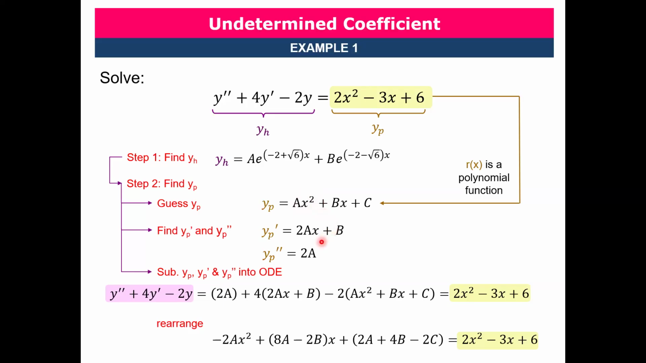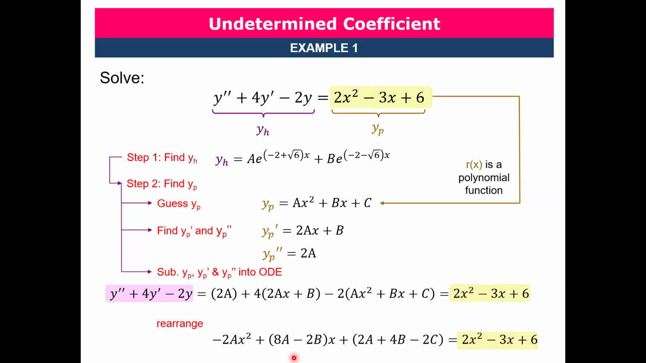Now, we have to find yp prime and yp double prime because later we want to substitute all of this back into our ODE here. So this is the ODE, and we substitute the yp prime and yp double prime into the left-hand side. So we will get this particular equation. And this part is actually equal to the right-hand side, the non-homogeneous part of the ODE.